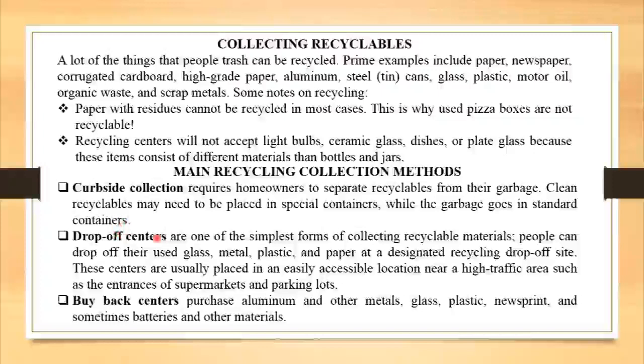Second option is drop-off centers. The drop-off centers are one of the simplest forms of collecting recyclable materials. People can drop off their used glass, metal, plastics and paper at a designated recycling drop-off site. These centers are usually placed in an easily accessible location near a high traffic area such as the entrances of supermarkets and parking lots.